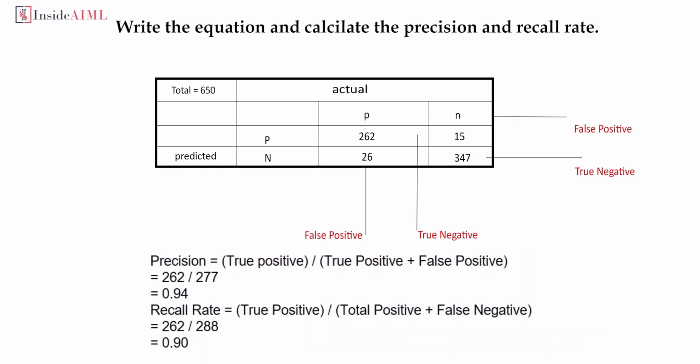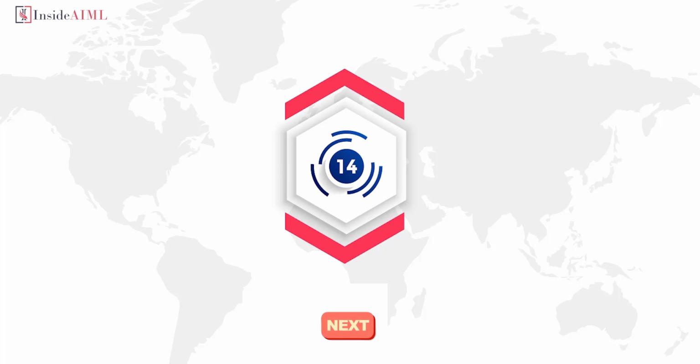So to find the precision, we'll go for true positive divided by true positive plus false positive. And taking an example, the value will be 262 divided by 277, which is going to give you 0.94. So your model is 0.94% precise. Now, for the recall, the formula will be true positive divided by true positive plus false negative. So the equation will be 262 divided by 288, which is going to be 0.90. Cool. So let's see the next question.